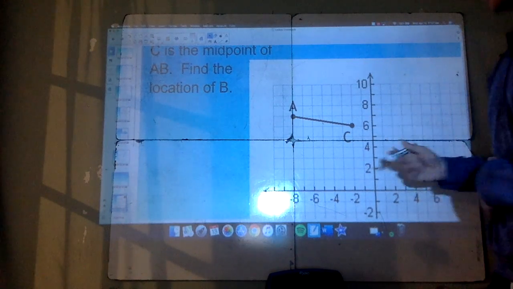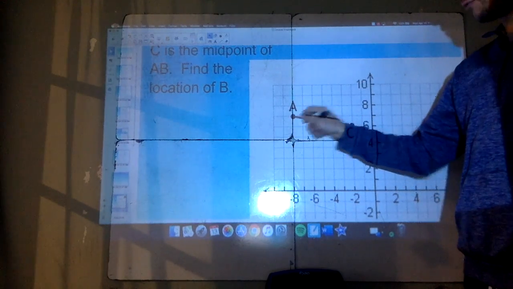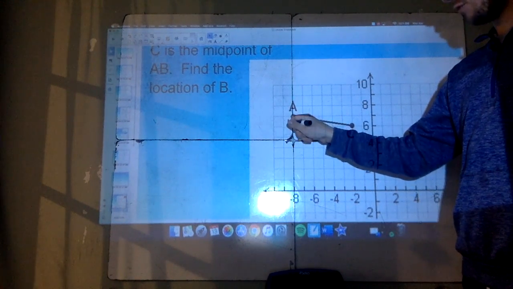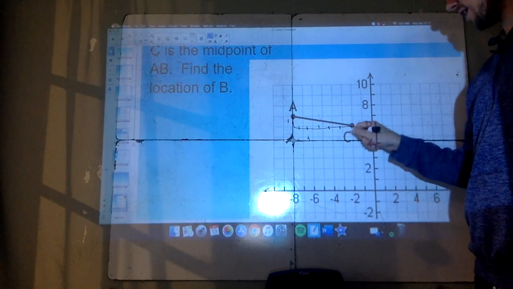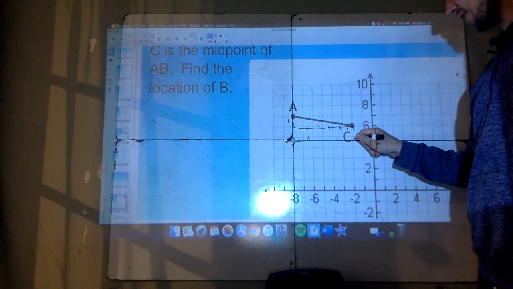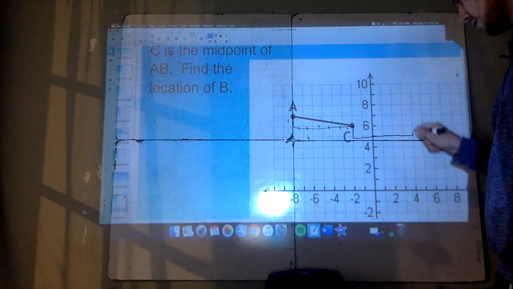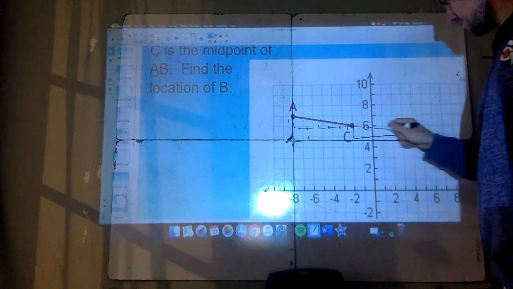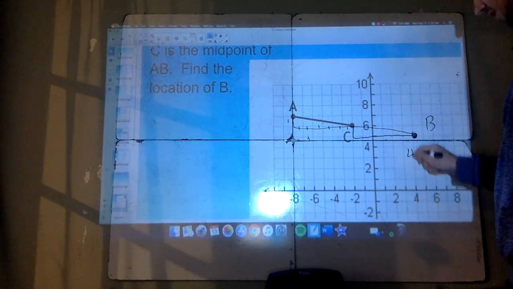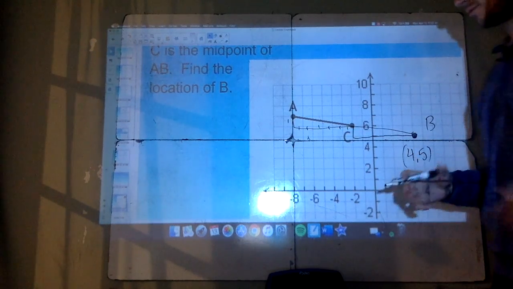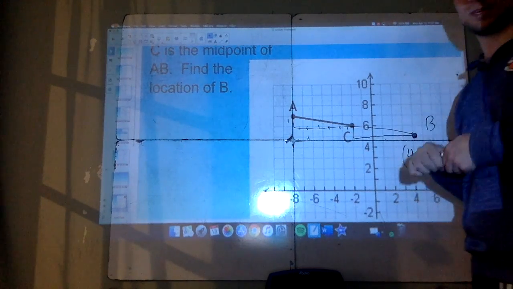So you have your answer, and I'm going to show you how I would do it. There's a bunch of different ways to do this. I'm just going to show you mine. So to get from A to C, we go down 1, over 1, 2, 3, 4, 5, 6. So from C, I'm going to go down 1, and over 1, 2, 3, 4, 5, 6. So that's where B would be, and it's over 4, and it looks like up 5 units. So if you know the midpoint and one endpoint, you can find the other endpoint.